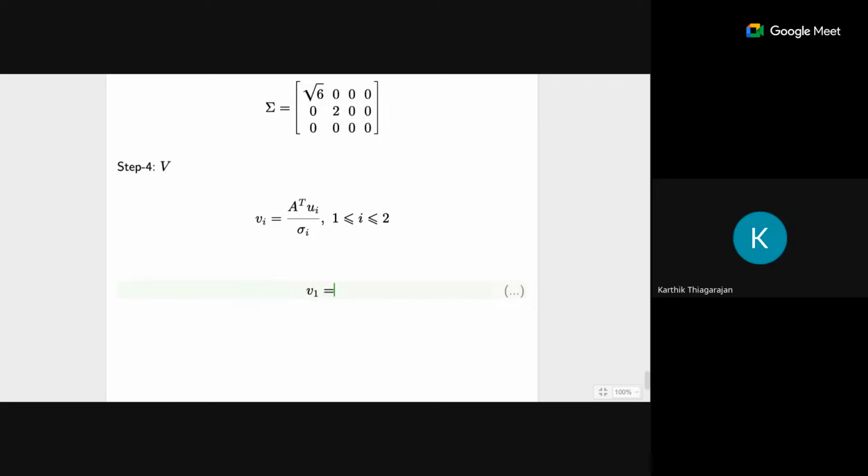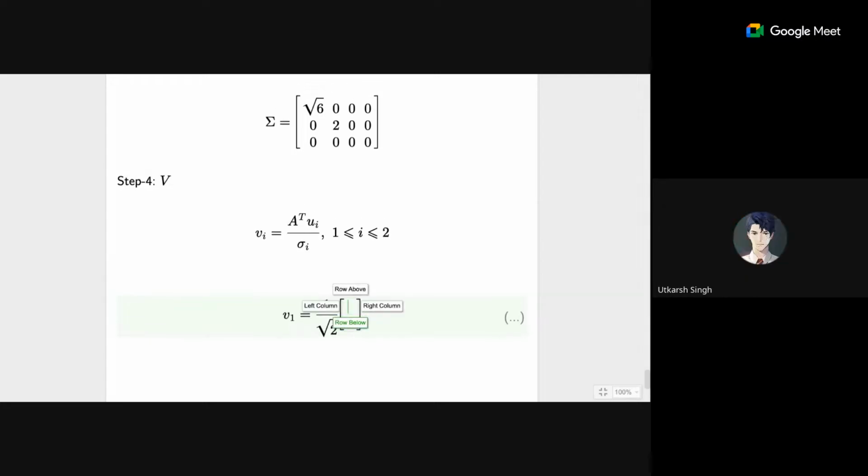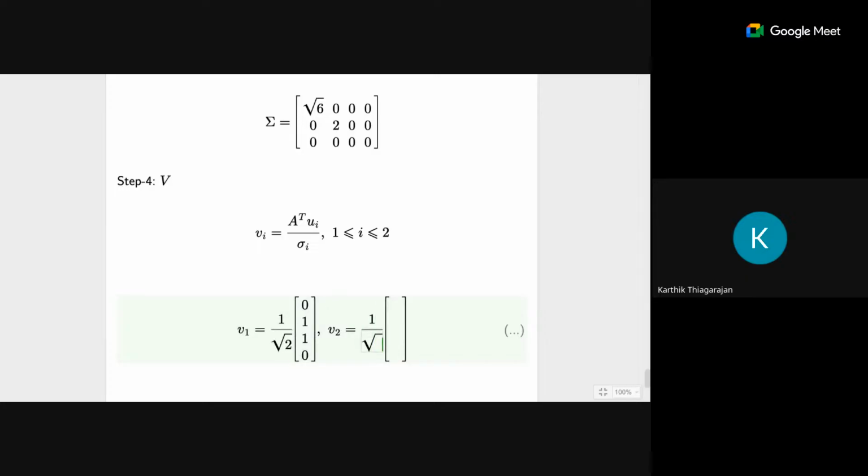So V1 happens to be 1 by root 2. What will be the shape of the vector? So what will be the dimension? 4 cross 1. Okay, so 4 cross 1. This is 0, 1, 1, 0. V2, according to the prof, is minus 1, 0, 0, 1. Okay, once again, minus 1, 0, 0, 1.